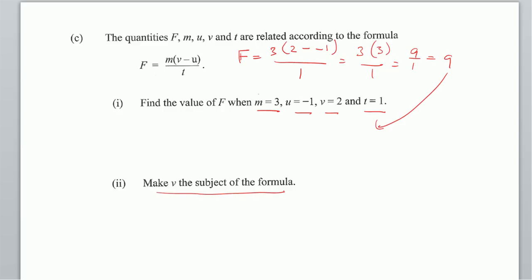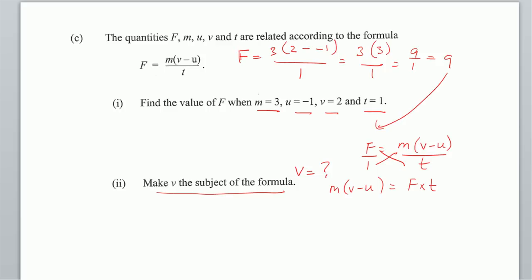Then the last part is make v the subject of the formula. What they mean by this is that v must be equal to something. And we need to find that something. So let me start. F is equal to m, open brackets, v minus u all over t. Alright, again, like I tell my students, we can write this F as F over 1. So we can cross multiply. So what do we want to make? We want to make v the subject, right? So I'm going to take m by v minus u. m by v minus u is equal to F multiplied by t, right? I've just cross multiplied.